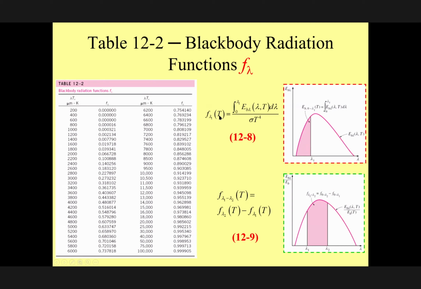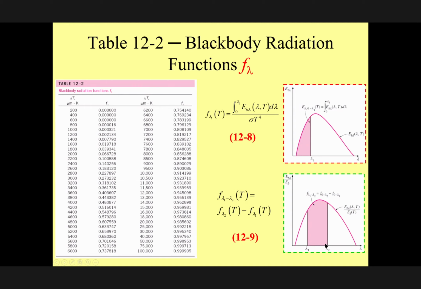But we can use this table and calculate energy between any wavelengths. For example, I have a material at temperature of T, and I want to calculate what portion of energy is between lambda 1 and lambda 2. This is representing the emissivity curve that I have, and I would like to know what percentage of energy is between lambda 1 and lambda 2.